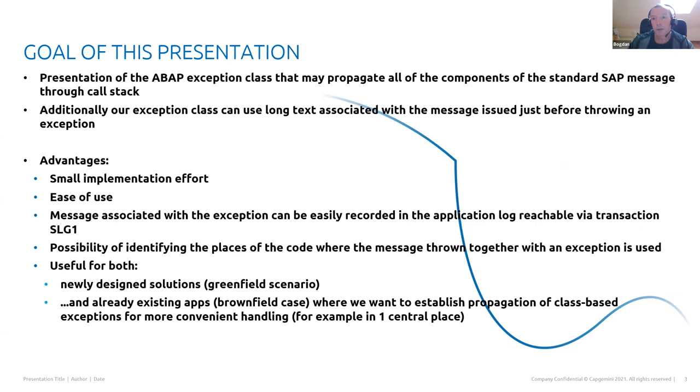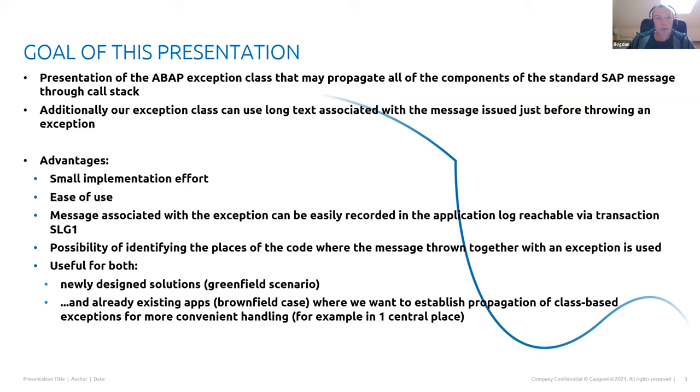Okay, but now let's jump to the most important part of this presentation. As I already said, today I would like to show you how we can propagate a class-based exception in any ABAP application, how we can propagate it through the call stack, which is the most recommended way by SAP of handling any error situations. And additionally, how we could also link the long text, which is sometimes more self-explanatory and more meaningful for the end user, who will eventually receive this information.